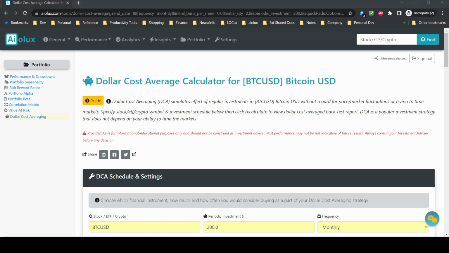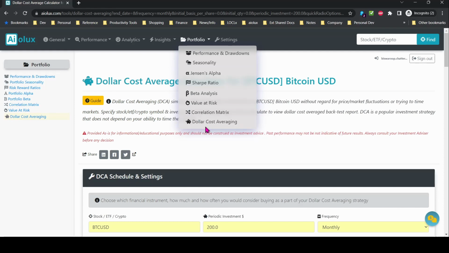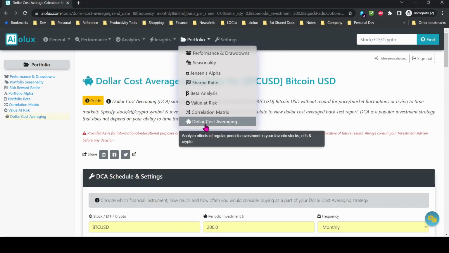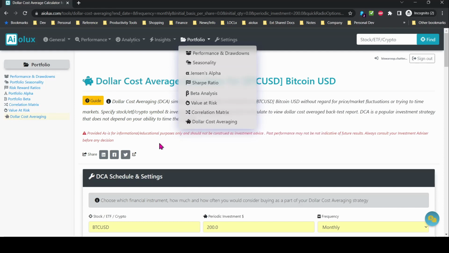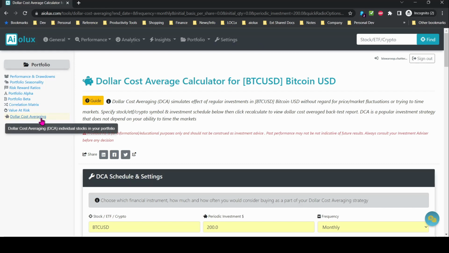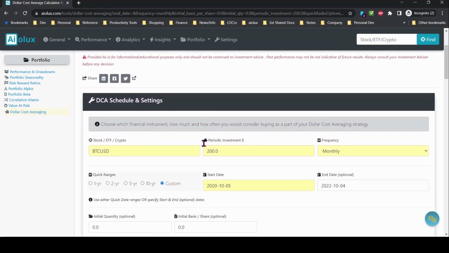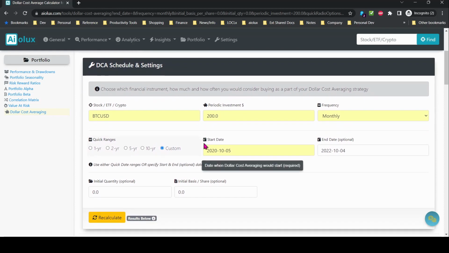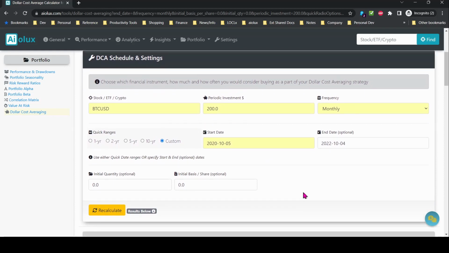Let us take a tour of the dollar cost average calculator on Aiolux. Dollar cost averaging, also known as DCA, is a popular strategy where an investor puts in regular amounts over time into a stock, ETF, or cryptocurrency to build a position. The advantage of this strategy is that the investor does not have to know how to time the right moment to buy the stock. On Aiolux, it is easy to simulate a DCA strategy by simply specifying the asset, Apple stock in this case, and the investment schedule.